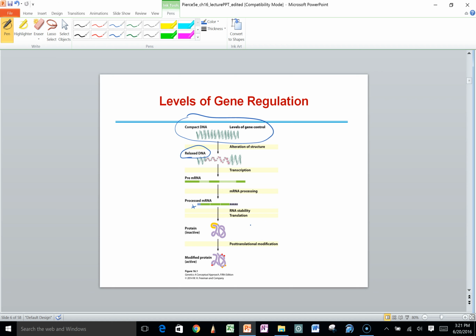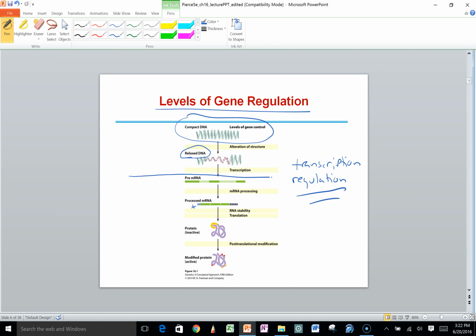That protein might be inactive, and then there's post-translational modification. So these are lots of levels of gene regulation, but all of these things are much more relevant to eukaryotes. So this is just giving you a bigger picture. When we talk about prokaryotic gene regulation, we're just going to be talking about transcription regulation. And for a long time, that's really what people talked about when they talked about gene regulation at all, was at the transcription level.